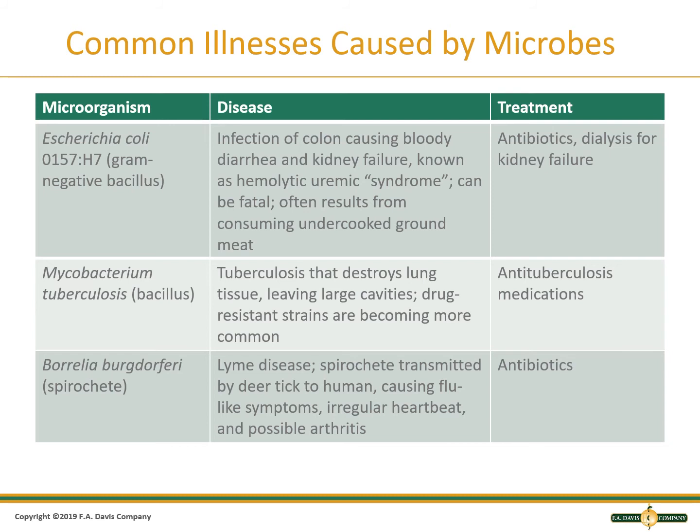Mycobacterium tuberculosis. This is literally tuberculosis. It destroys lung tissue, and drug-resistant strains are becoming more common, and it is treated by anti-tuberculosis medications. And then Borrelia burgdorferi is also called Lyme disease, and these are spirochetes transmitted by deer tick to human, causing flu-like symptoms, irregular heartbeat, and possible arthritis. Treated with antibiotics.